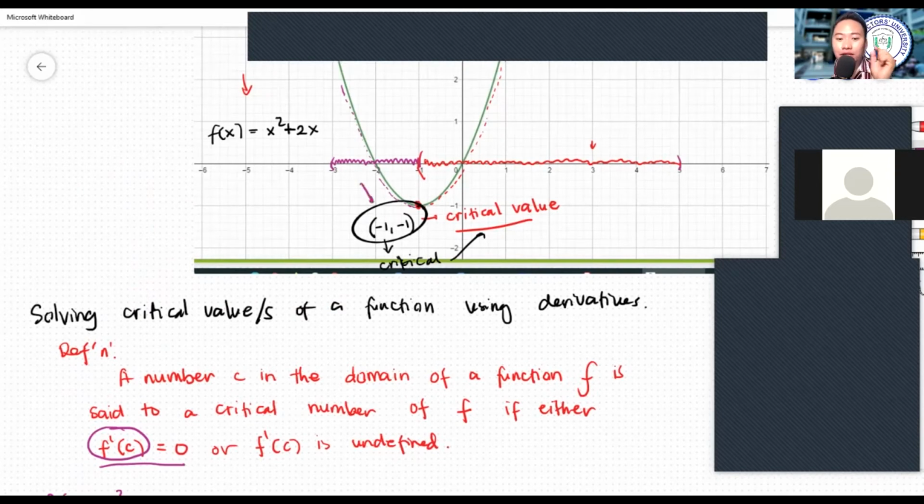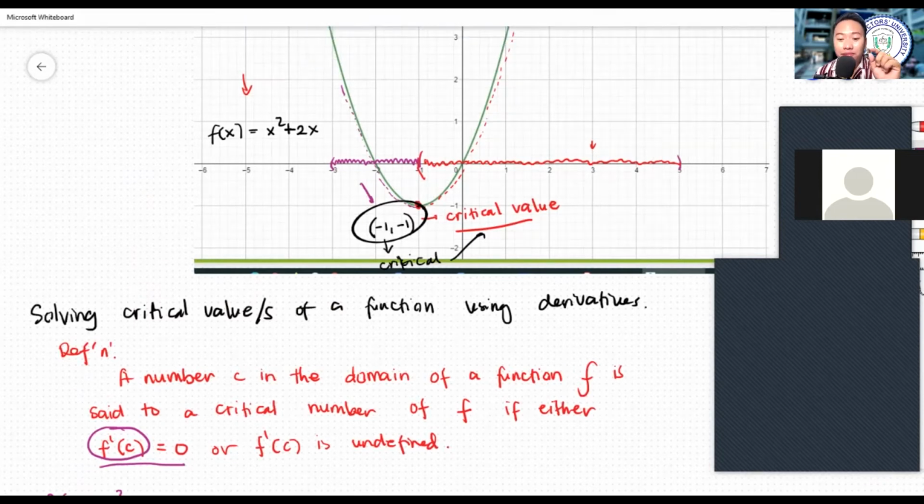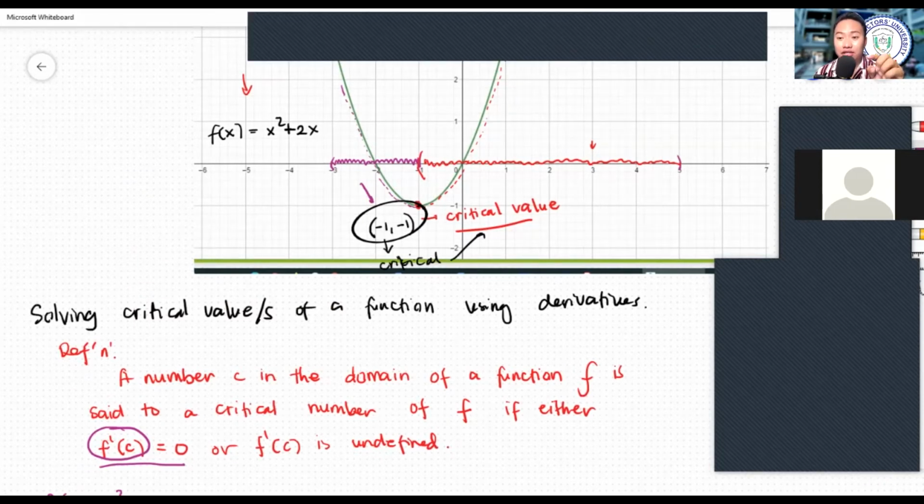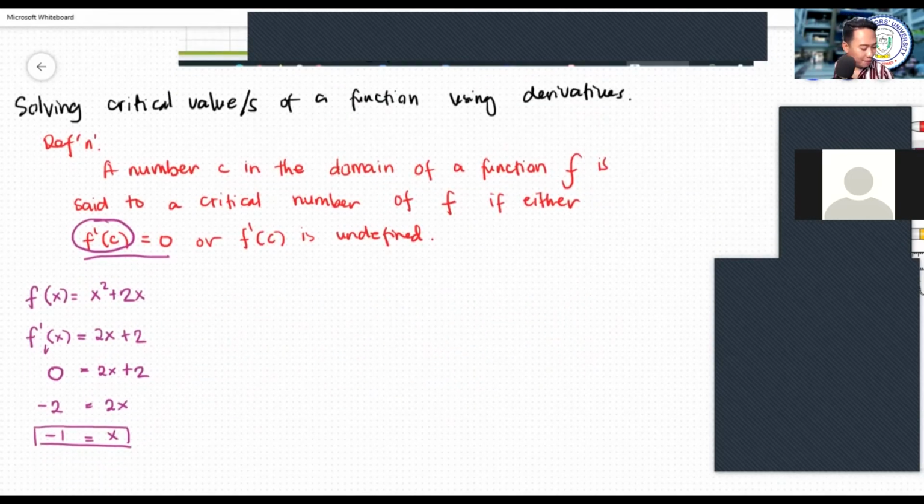Do you follow? So in solving the critical values of a function using derivatives, this is what you're going to do, guys. Solve for the derivative first, okay? And then after you solve for the derivative, you equate it to 0. After doing such, you solve for x. Okay? So let's have an example.